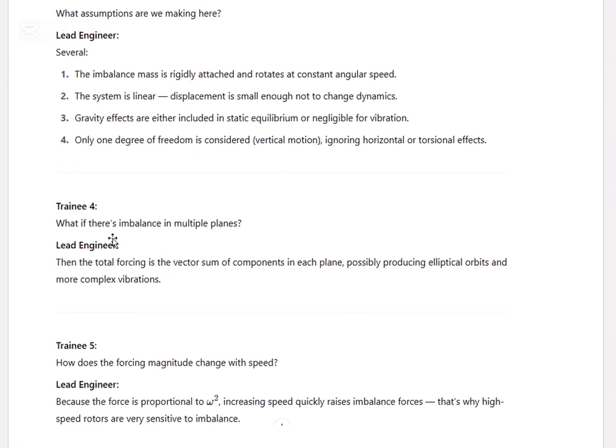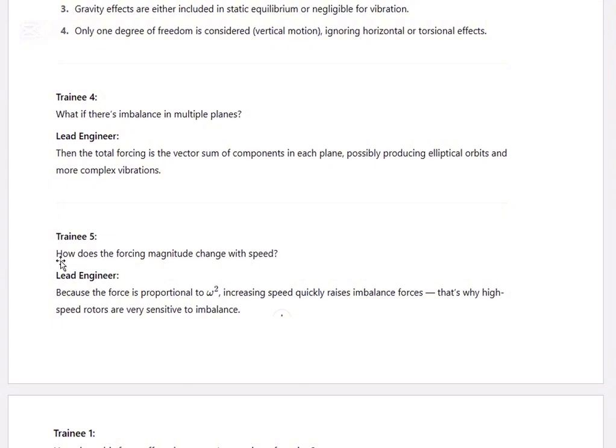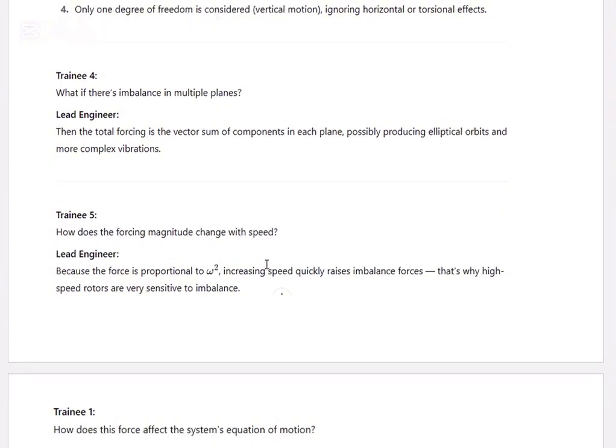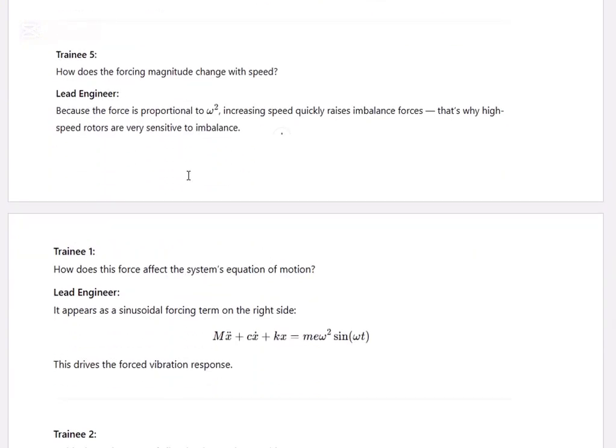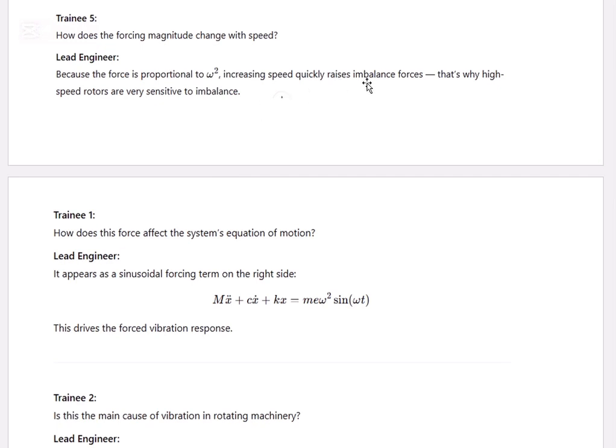What if there is imbalance in multiple planes? Then the total forcing is the vector sum of the components from each plane, possibly producing elliptical orbits or complex vibration. How does the forcing magnitude change with speed? Because the force is proportional to omega squared, increasing the speed quickly raises the imbalance force. That's why high speed rotors are very sensitive to imbalance.